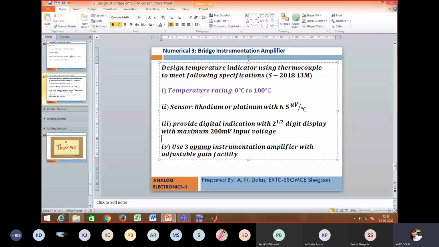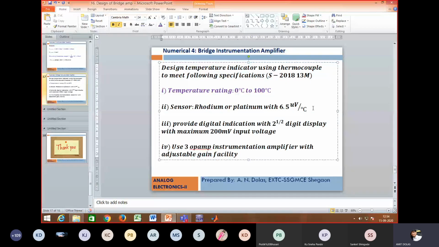So this is the problem statement given. This is assignment for you for 13 marks. So solve it. You know the design steps. Design steps are similar to the previous problem that we discussed. Again, noise margin and so on is not given here, only noise and error.